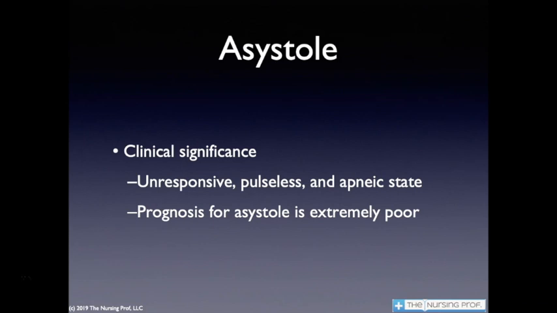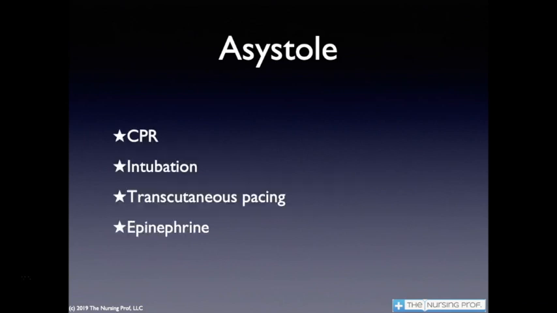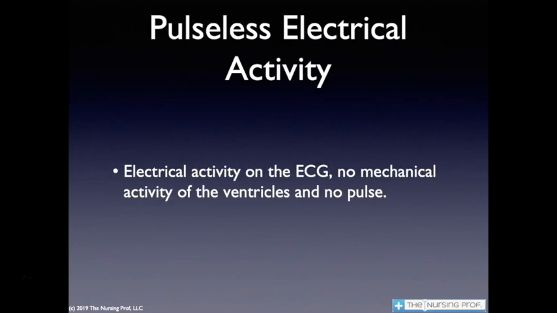Prognosis for asystole is extremely poor. And the reason for that is, again, that asystole is a rhythm we decompensate into. So CPR first, intubate, maybe do some transcutaneous pacing if we can get the heart to respond to that, some epinephrine. So we're doing all of those things first in asystole.